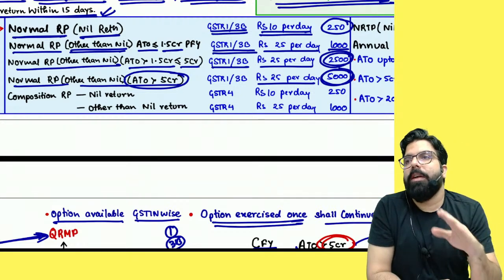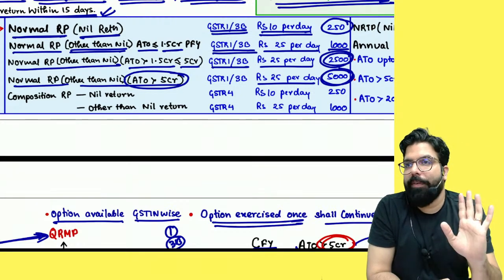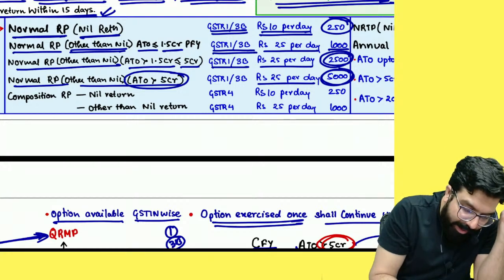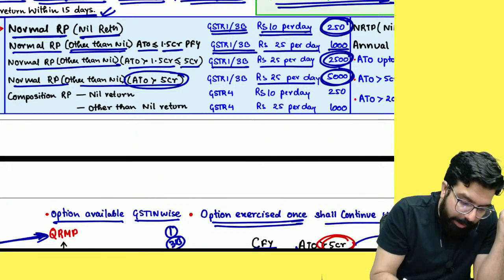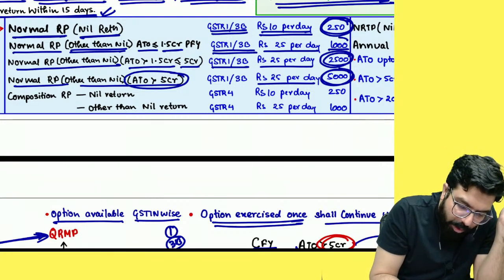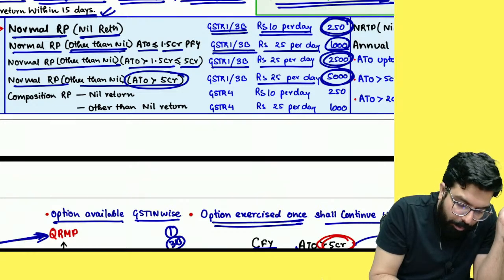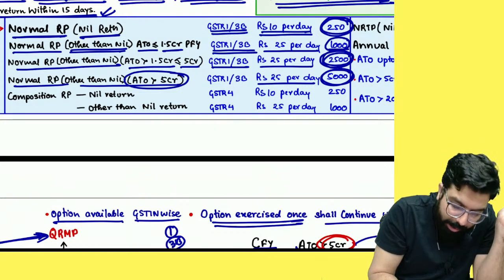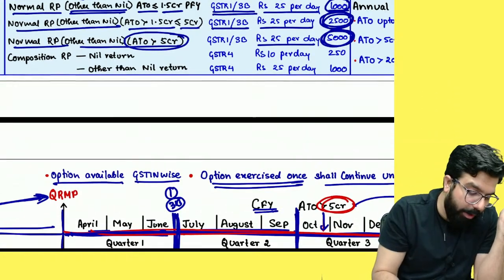You know, nil return 10, other than nil return 25. But this will vary. Nil return maximum is 250. Turnover less than 1.5 crore, up to 1,000. Up to 5 crore, 2,500. More than 5 crore, 5,000. Can I go ahead, everyone?